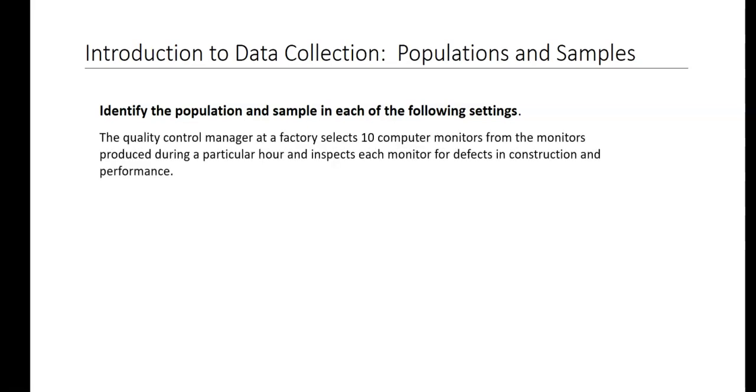Okay, so let's try one. The quality control manager at a factory selects 10 computer monitors from the monitors produced during a particular hour and inspects each monitor for defects in construction and performance. So what is the population? You're selecting 10 computer monitors from what group? From the monitors produced during a particular hour. So I think the population would be the monitors produced during a particular hour, and the sample would be the 10 computer monitors that were selected.